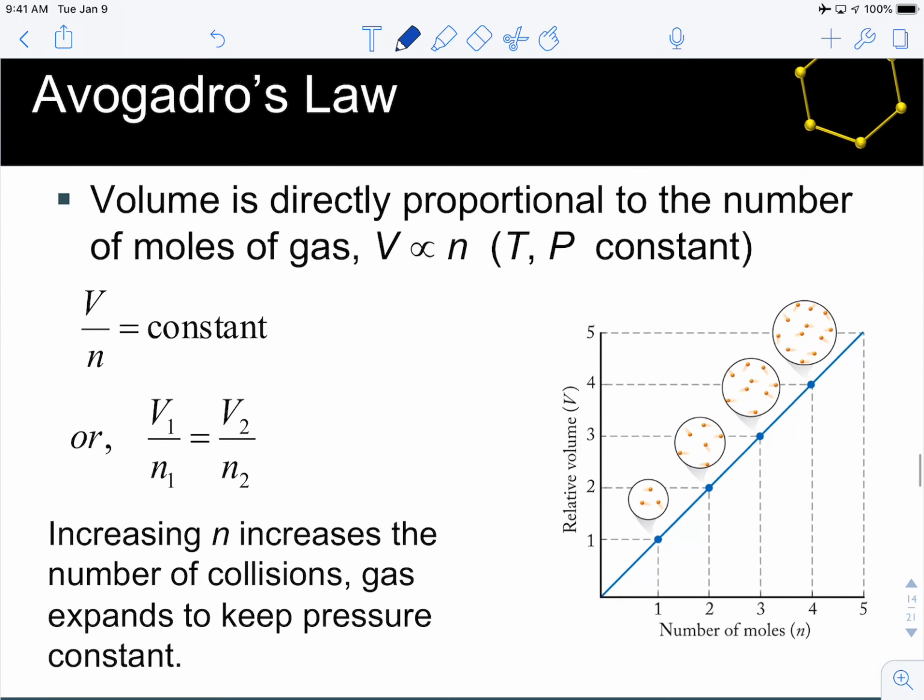Avogadro's law then is going to be the one that relates volume to moles of gas. And there's really nothing more to say there. As the number of moles increases, the volume increases proportionally.